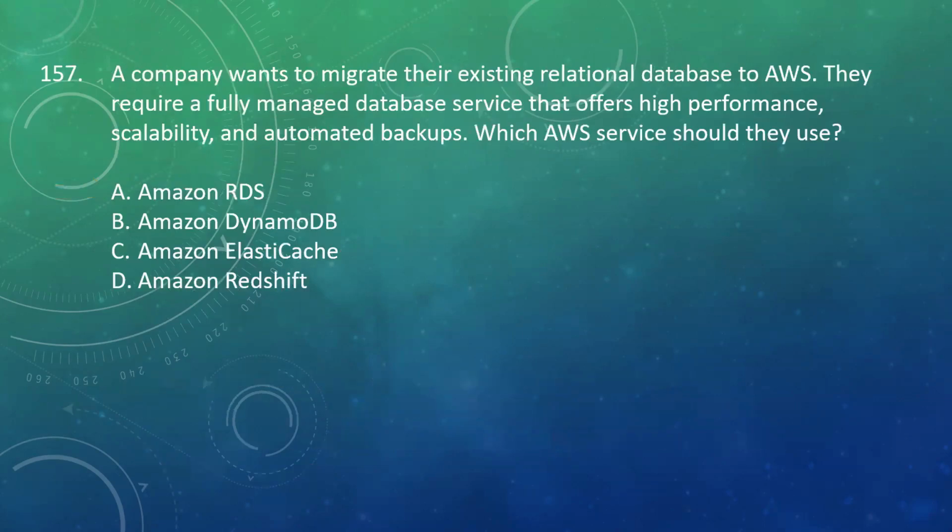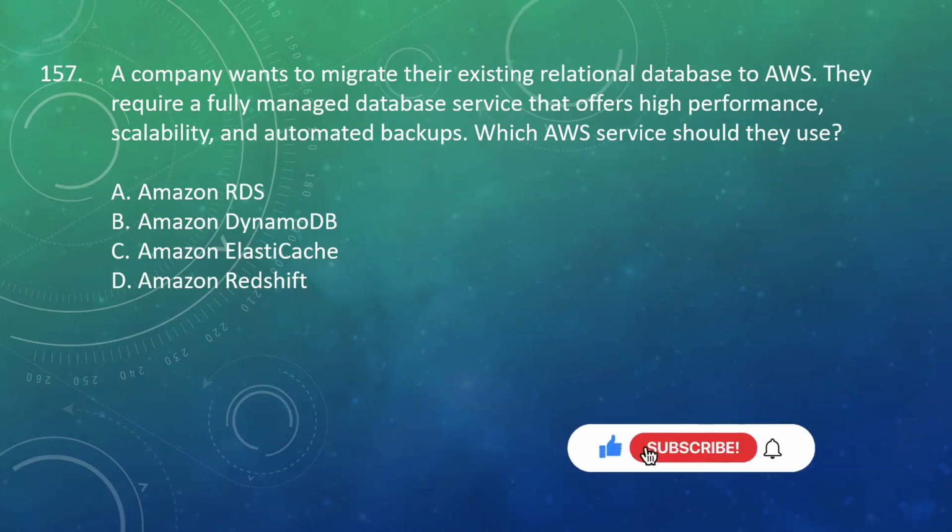A company wants to migrate their existing relational database to AWS. They require a fully managed database service that offers high performance, scalability, and automated backups. Which AWS service should they use? Your options are Amazon RDS, Amazon DynamoDB, Amazon ElastiCache, Amazon Redshift.